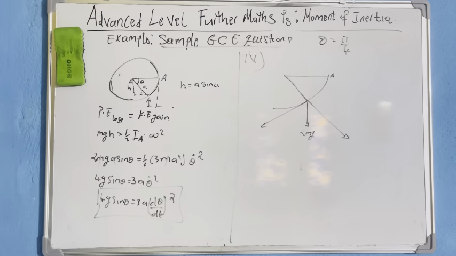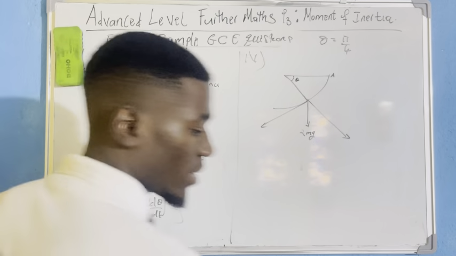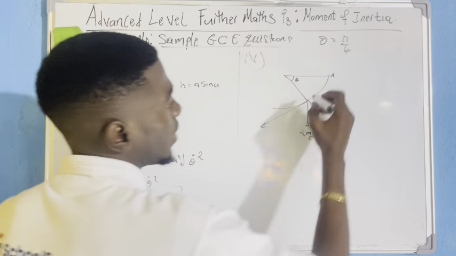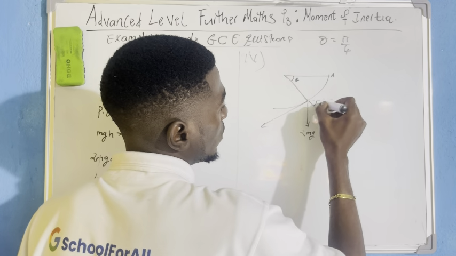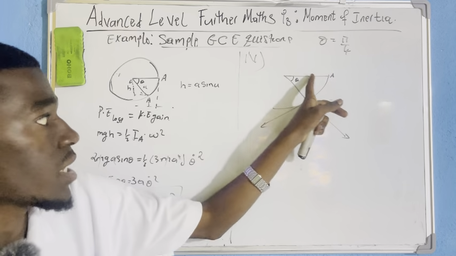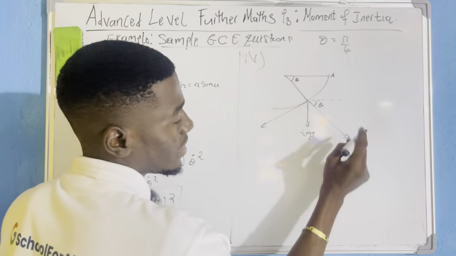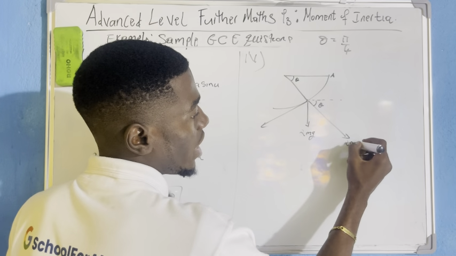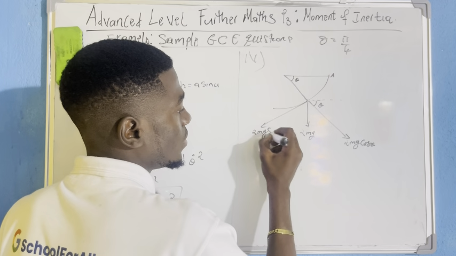Now let me come out with the components of the weight. The angle here is theta, right? If here is theta, it means that the angle between the horizontal line and this line is theta. It will be the same here. Since theta is adjacent to this component, the weight here will be 2mg cos θ, and here will be 2mg sin θ.